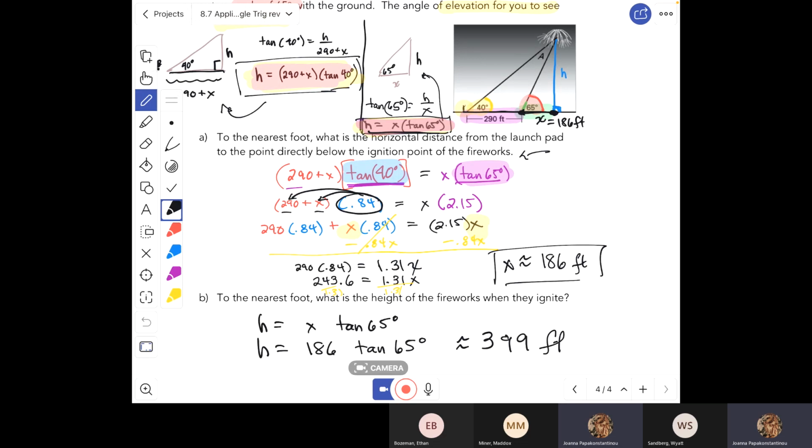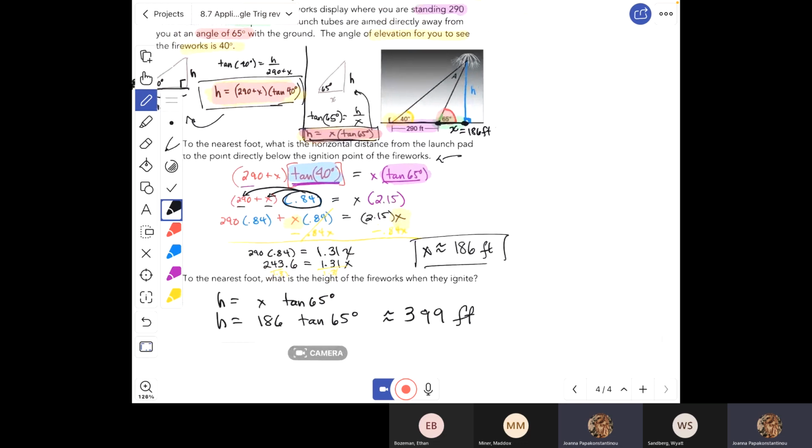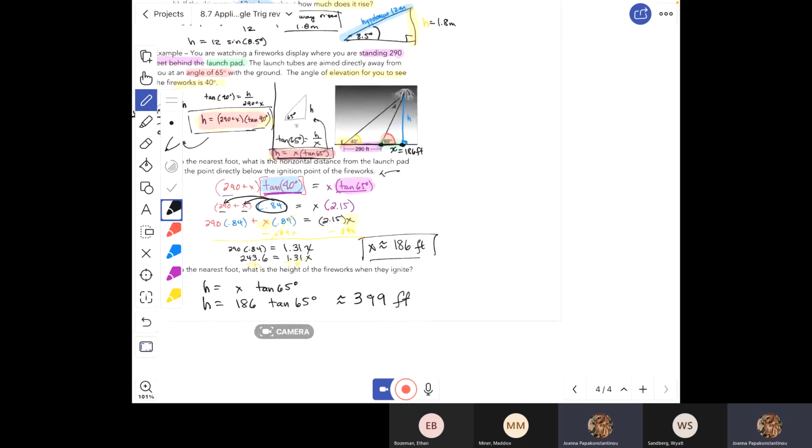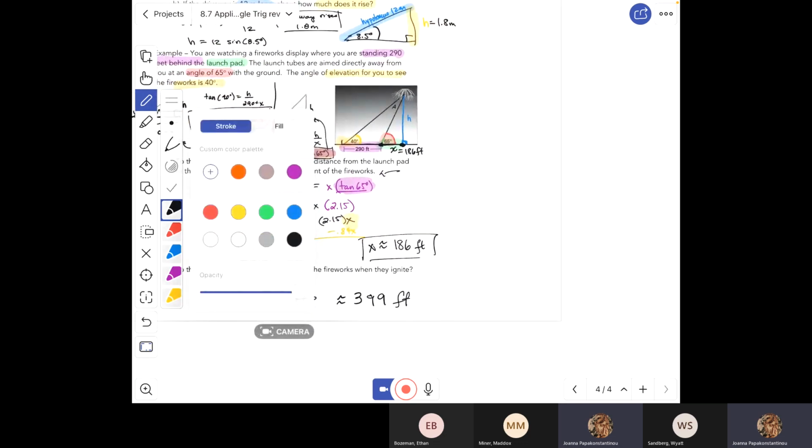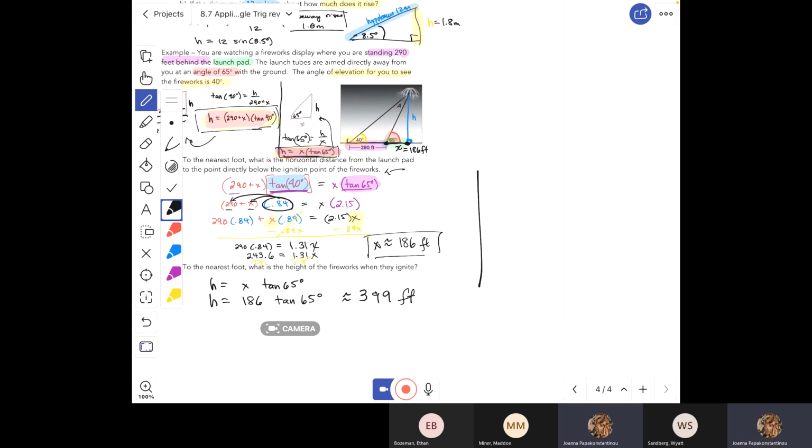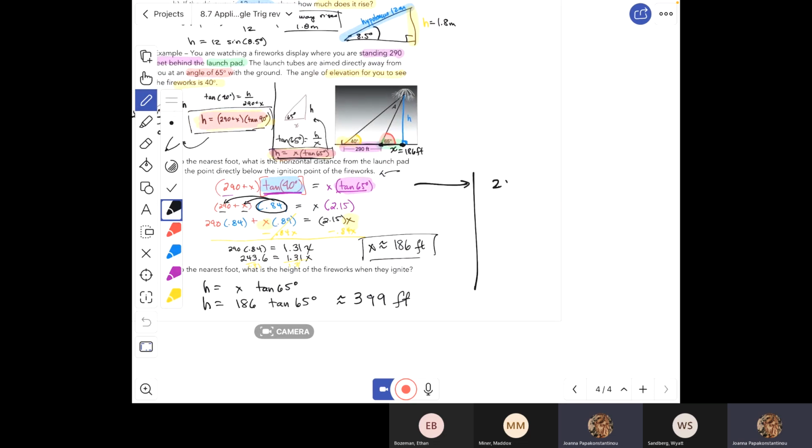Can you show us how we could solve that if we didn't use the decimal? Yes. Okay, let's go ahead and look at that. From this row, we started with 290 plus x times the tangent of 40 degrees equals x times the tan of 65 degrees. So then I'd say 290 times the tan of 40 degrees plus x times the tan. It's the same thing. I'm just leaving the tan in there instead of putting the decimal approximation.